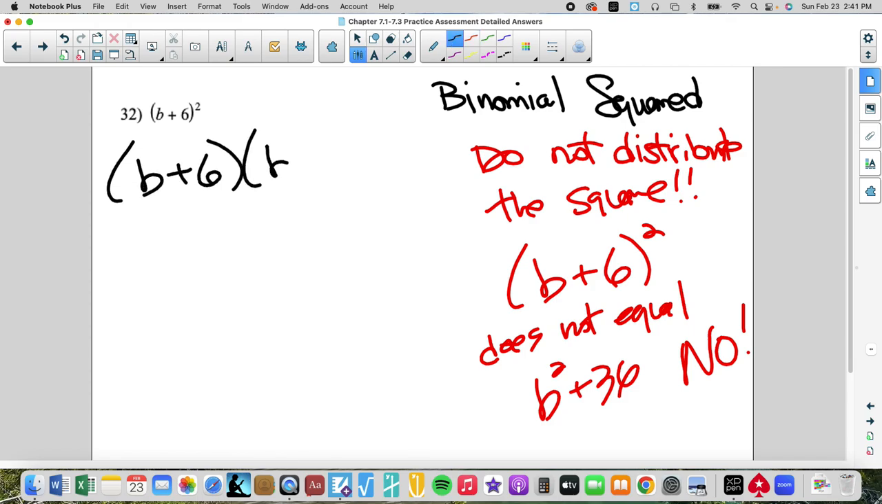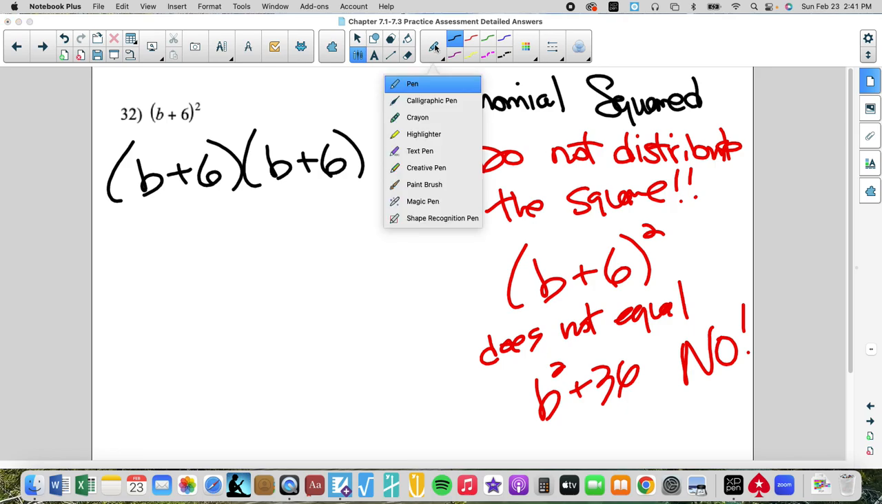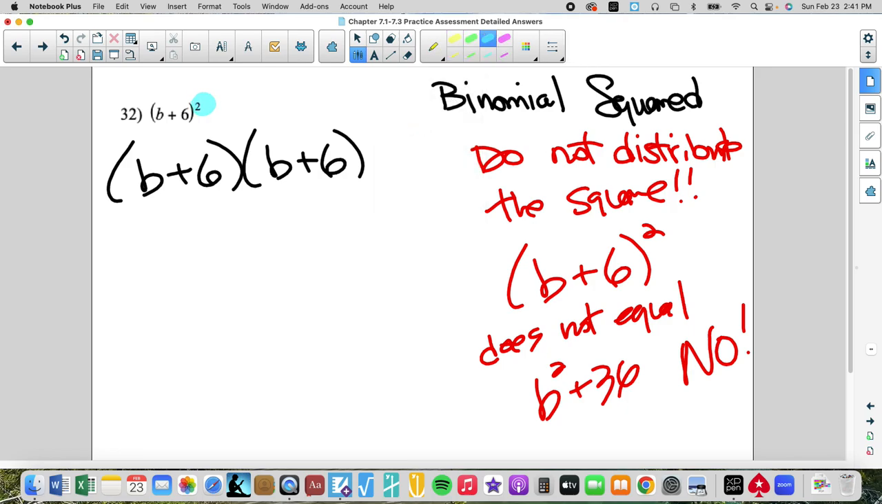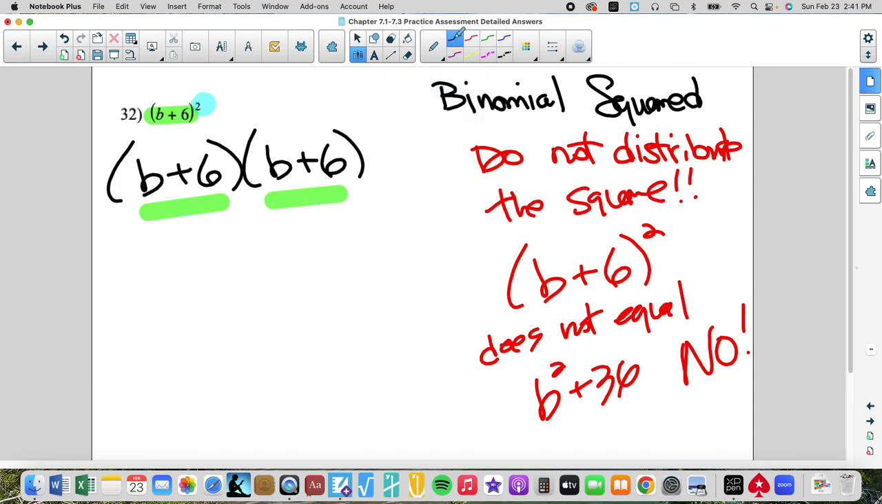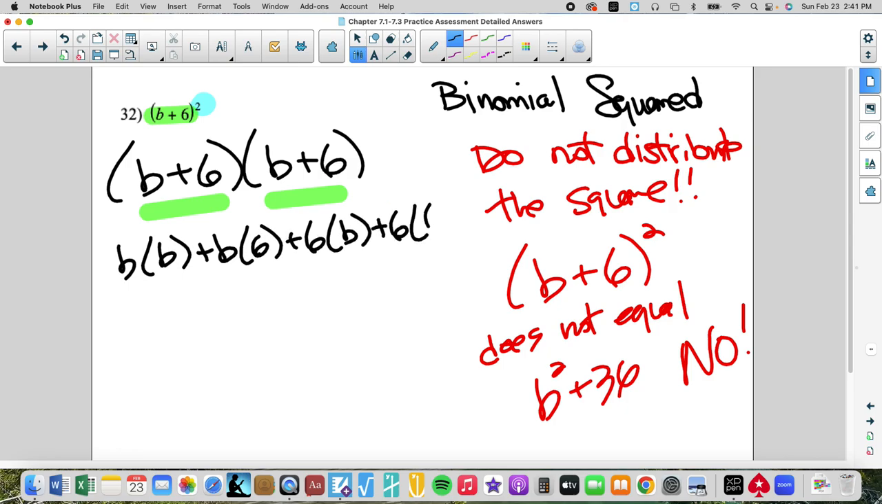You have two of these binomials. You have something being squared, and this is the base, so you have two of them. And then this looks like 7.2. We're on 7.3 right now, binomial squares. These are the special products of binomials. When they are identical, b plus 6 times b plus 6 gives us b times b plus b times 6 plus 6 times b plus 6 times 6. It's this times this, and then it's this times this.